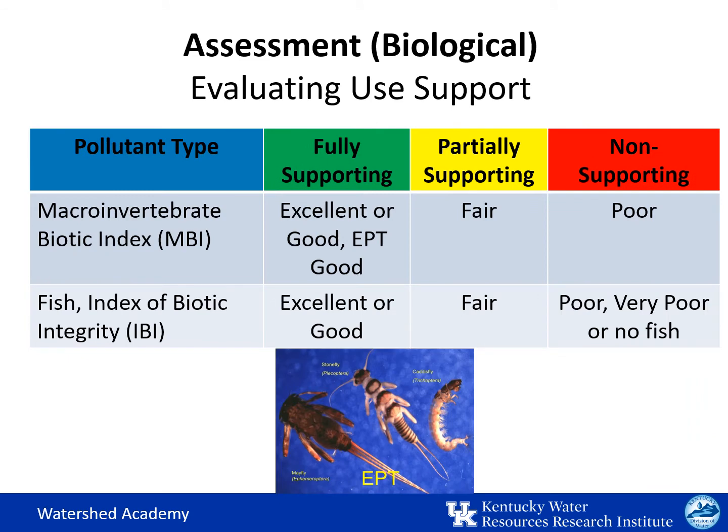Kentucky also uses biological assessments for water quality, including evaluations of algae, macroinvertebrates, and fish. These assessments incorporate many different observations and factors and result in an index rating of full, partial, or non-support for aquatic life support.